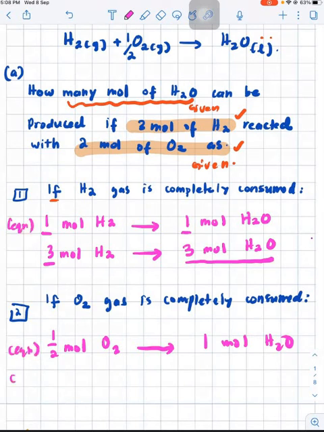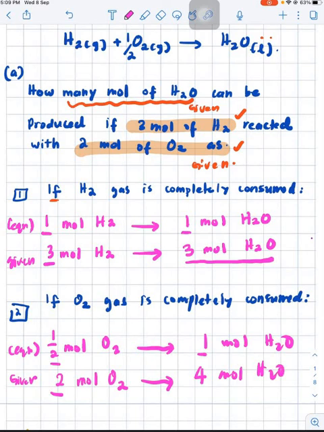And then kalau ikutkan given amount kita pula, this is given amount. So kita diberikan berapa? 2 mole of O2. So berapa H2O yang dia boleh hasilkan? 2 darab 1 bahagi half. Okay, 4 mole of H2O.